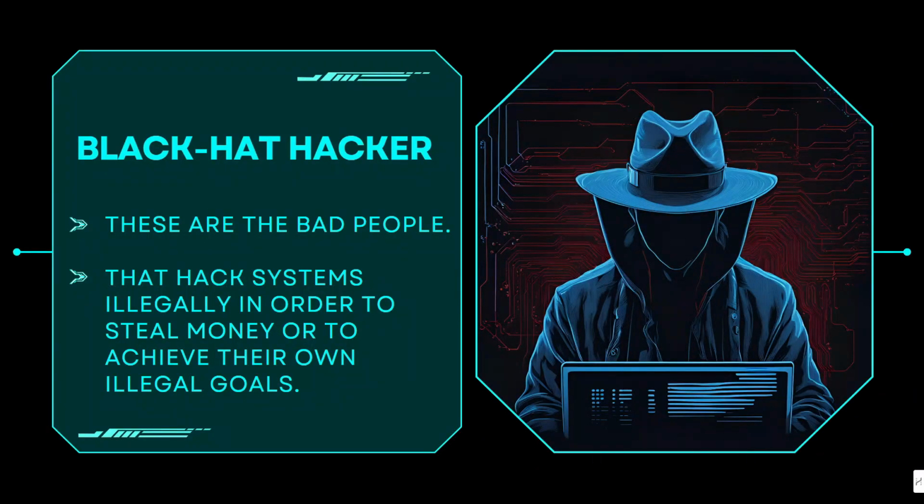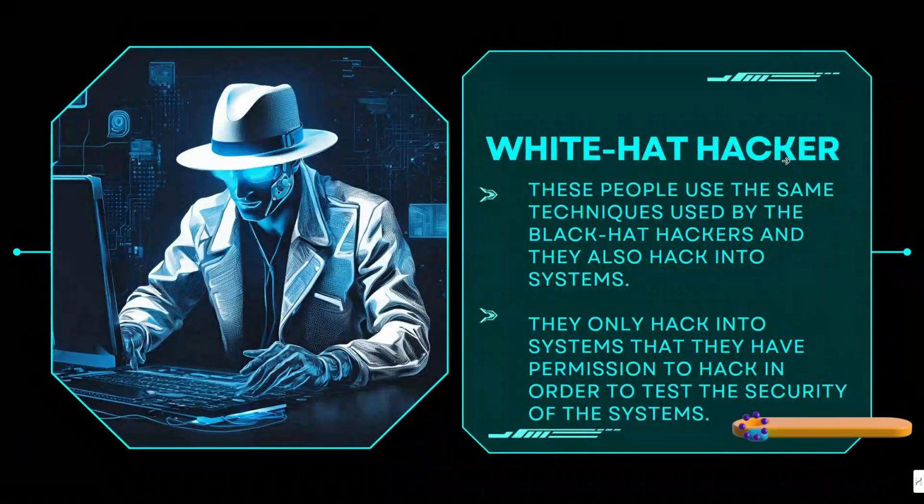They illegally hack systems to steal money, disrupt service, or achieve other illegal goals. Their actions are purely malicious. For example, a notorious black hat hacking group known as REvil was responsible for a large-scale ransomware attack in 2021, targeting companies worldwide. They encrypted data and demanded millions of dollars in ransom, showing how dangerous and disruptive black hat hackers can be.